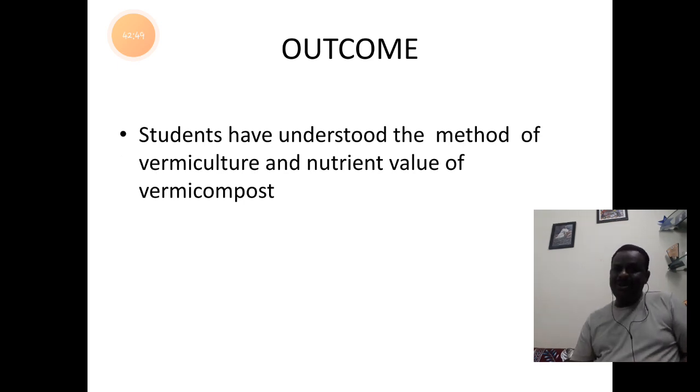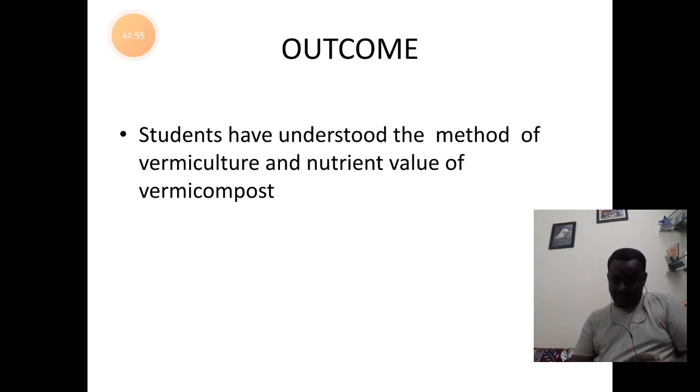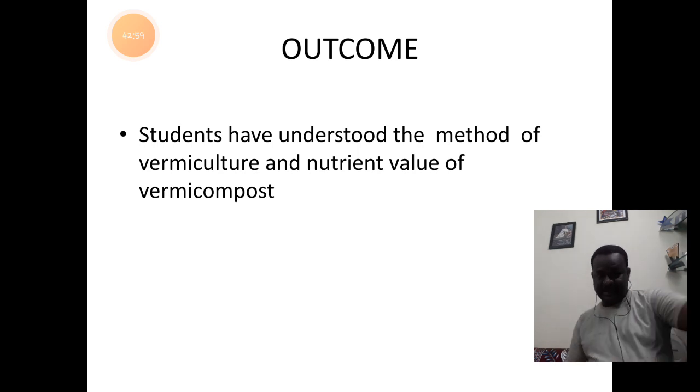So what is the outcome of today's study? We have understood the method of vermiculture, the nutritive value of vermicompost, and the advantages of vermicompost over chemical fertilizers.